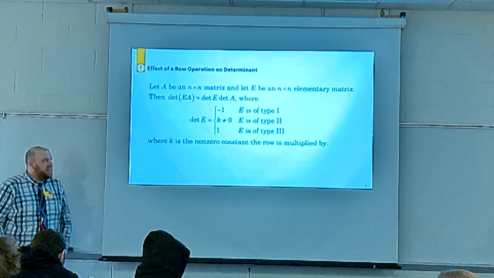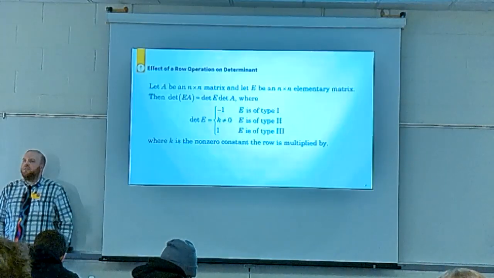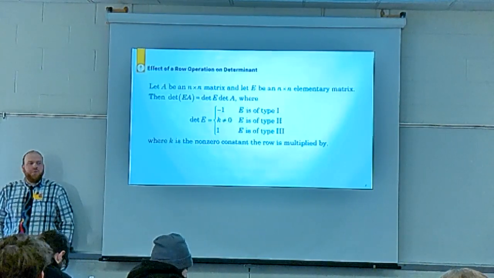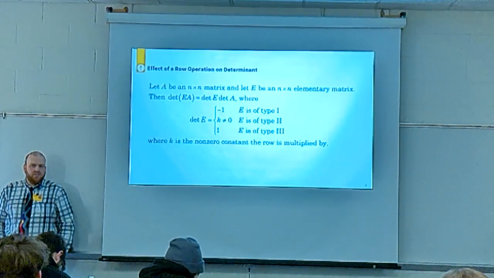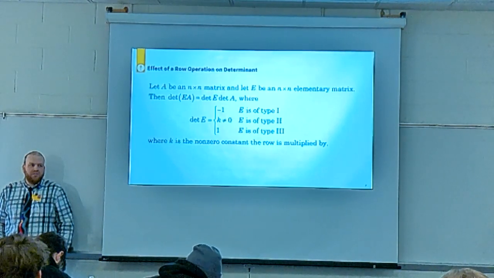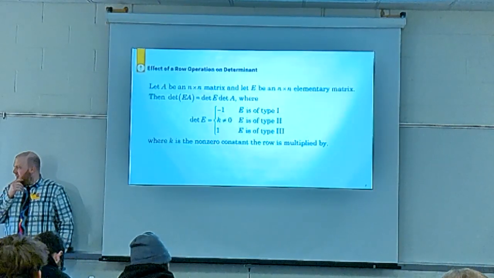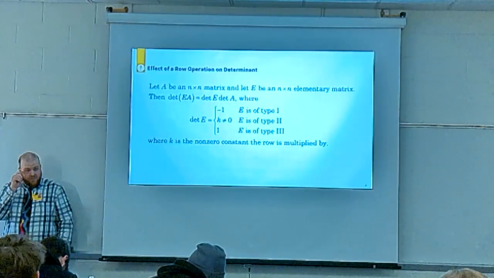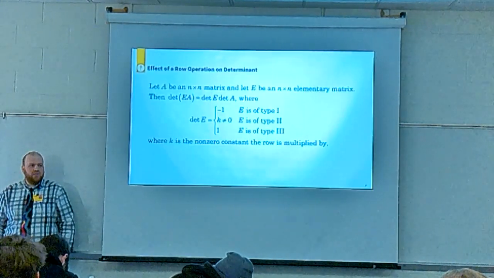The determinant of E times A is the determinant of E times the determinant of A, where the determinant of E is one of three values: -1 if E is type 1, the non-zero constant k if E is type 2, and 1 if E is type 3.